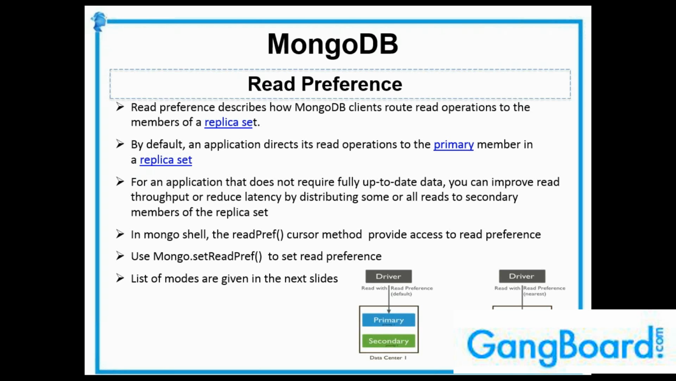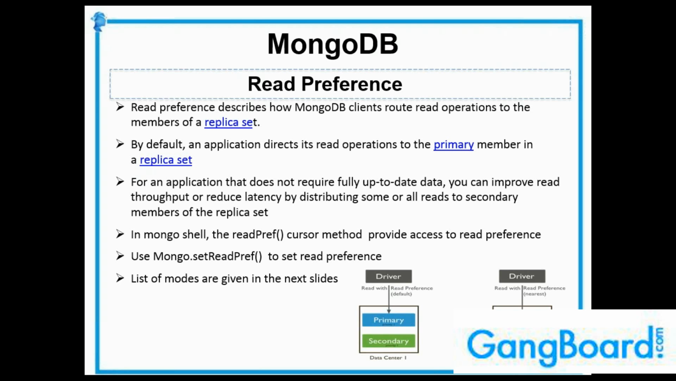So for read queries, not the write queries, only read queries, you can set like I want to read from the secondaries alone, or I want to read from the primary alone, or I want to read from the nearest node. Like that you can set your read preference.